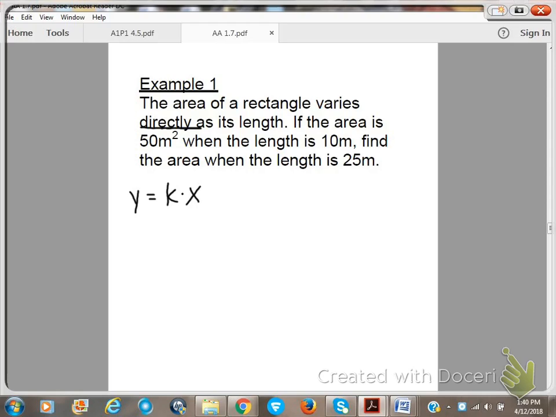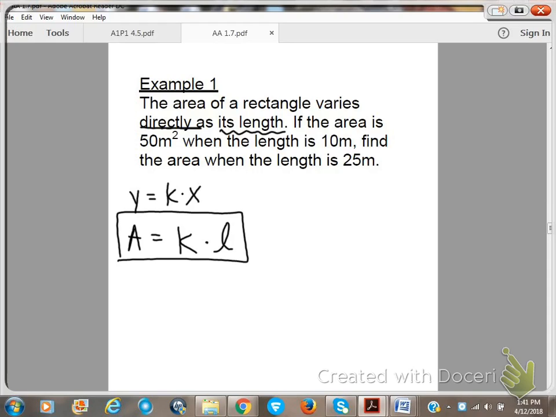Now they're telling us specifically the area varies directly, so do we usually use y when we're talking about area? No, what letter do we usually prefer to use? A. So we'll have our area varies directly, so definitely the k there, as its length. What letter do you want to use for length? L. Sounds good. Okay. So here's our formula: A equals K times L. We've got that. It's multiplication because it's the direct variation.